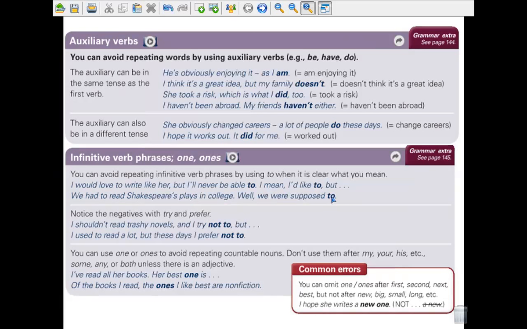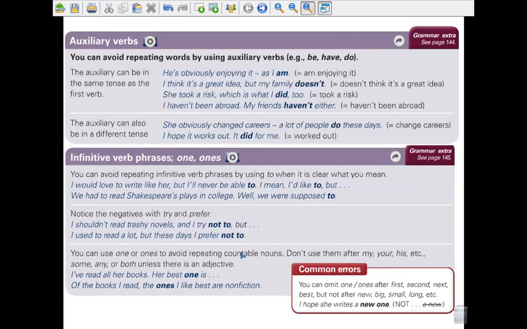We have an understanding. Well, in the negative, it says here, notice the negatives with "try" and "prefer." I should read trashy novels, and I try not to read trashy novels. But I used to read a lot, but these days I prefer not to. We understand that it's talking about reading, okay? So I prefer not to read a lot, okay?